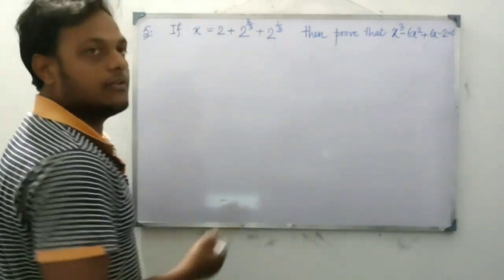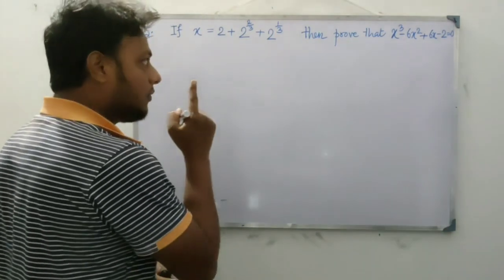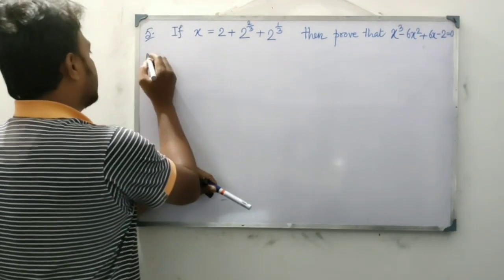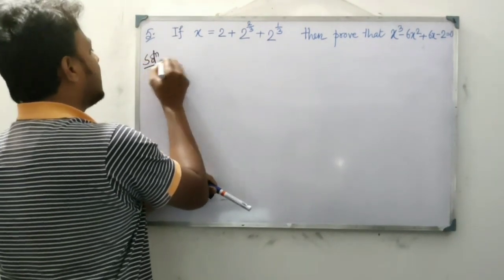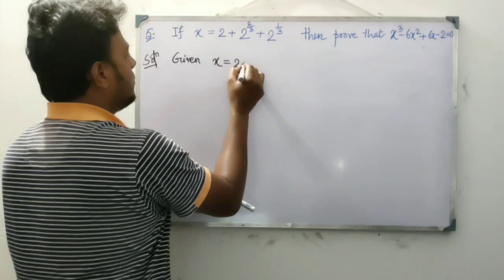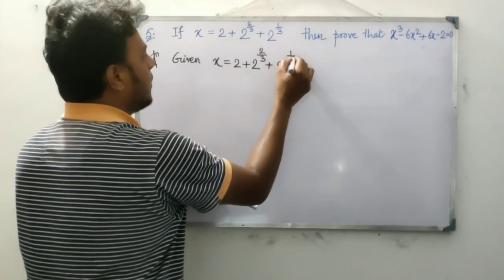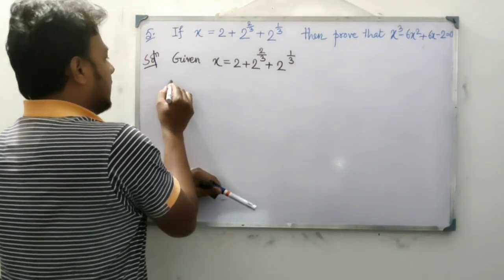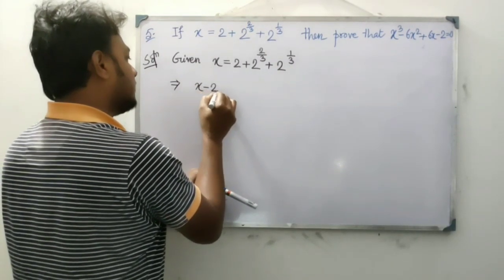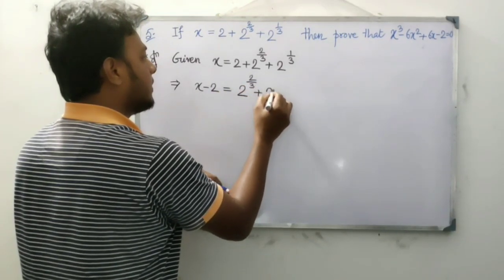Look at the board very carefully, since you will get this problem repeated times in your exercise. Okay, and I will solve only this problem, and you have to solve all the similar problems from the exercise. So look at the board solution. What is given here? Given here that x equals 2 plus 2 to the power 2 by 3 plus 2 to the power 1 by 3. Okay, implies that I am moving the 2 to the left hand side. Then it will be x minus 2, and keep the remaining terms on the other side. So 2 to the power 2 by 3 plus 2 to the power 1 by 3.